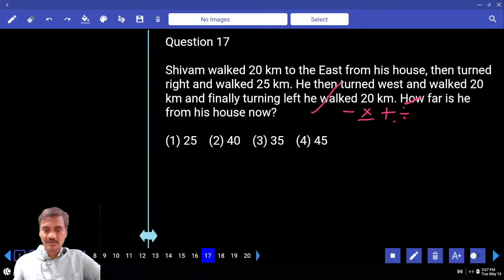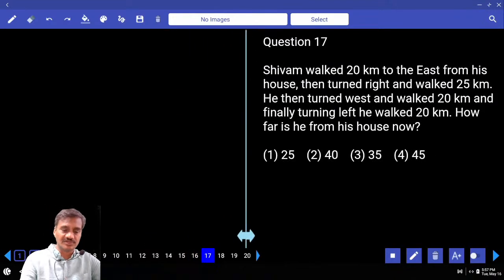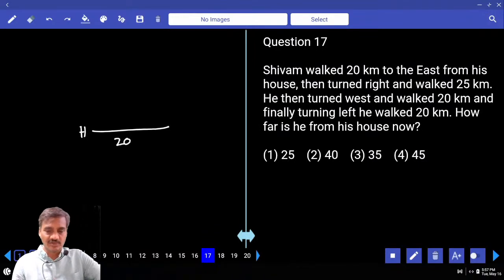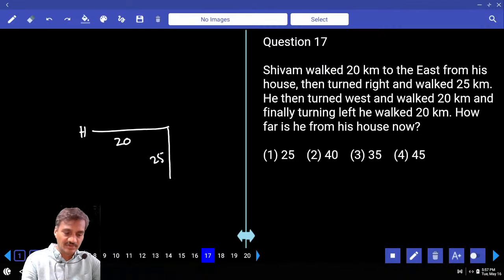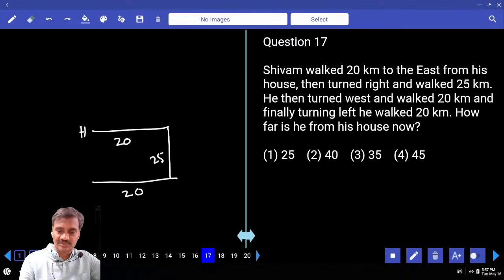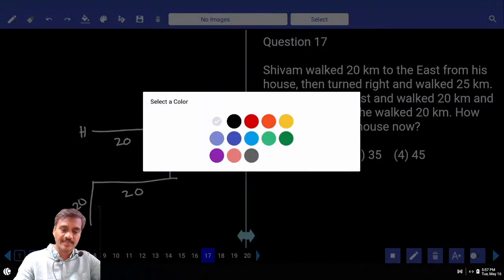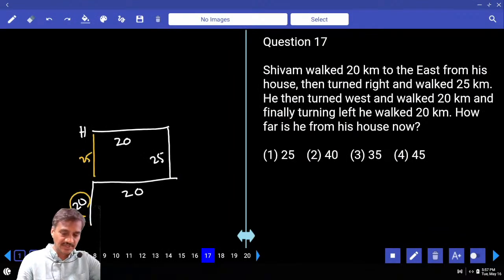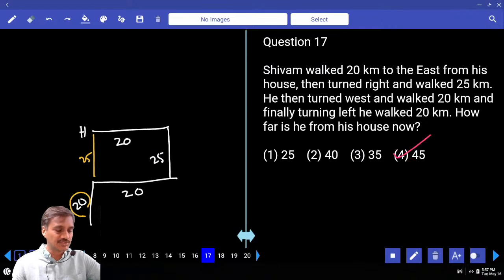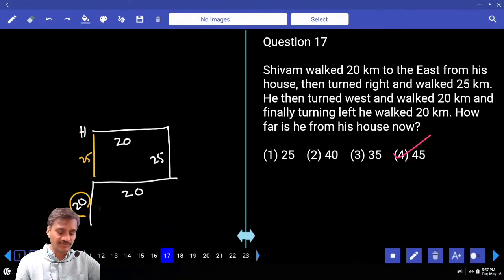Then 17. Now Shivam walked 20 kilometers towards east. Now this is the starting point of Shivam. From here he walks 20 kilometers towards east. Then he turned right and walked 25 kilometers. Then he turned west and walked 20 kilometers. From here 20 kilometers towards west. And finally turning left he walked 20 kilometers. Then how far is he now from the starting point? The distance between these two is almost 25, and this is 20. That is 45. That is choice 4. Question number 17, 45.